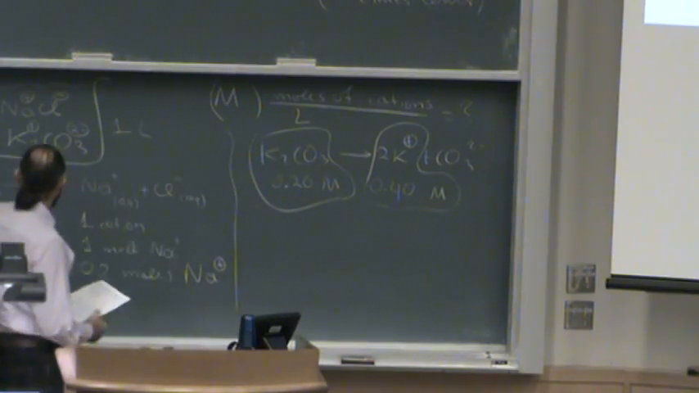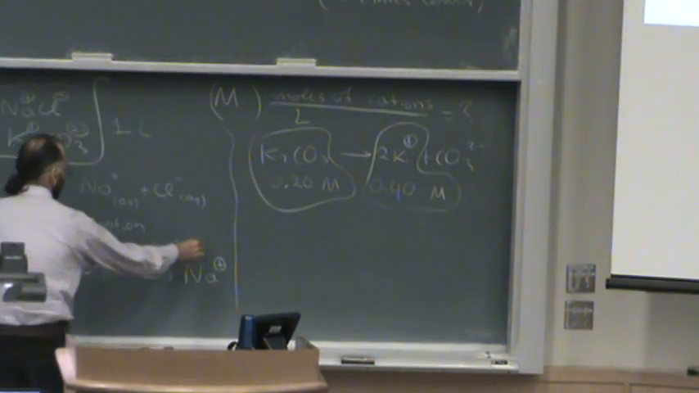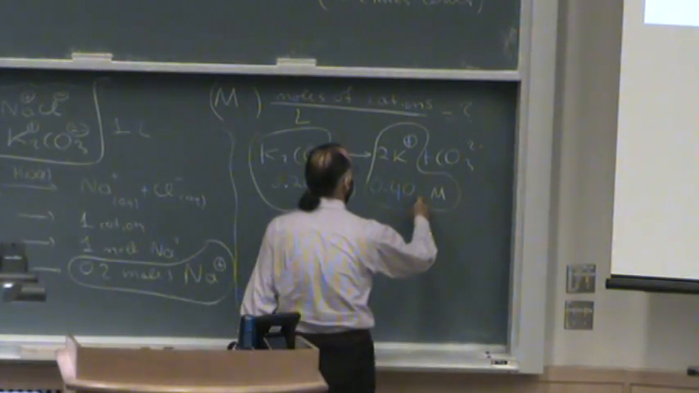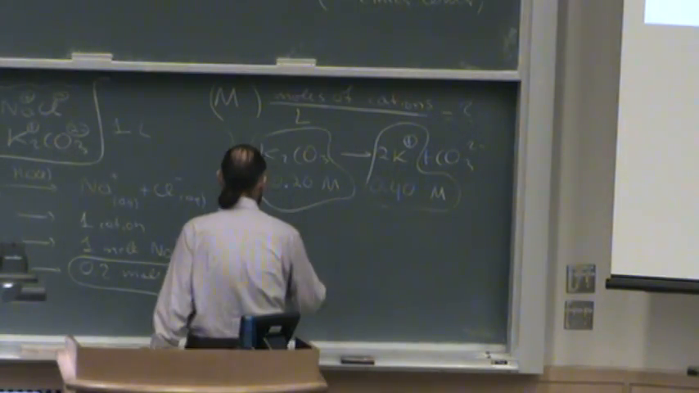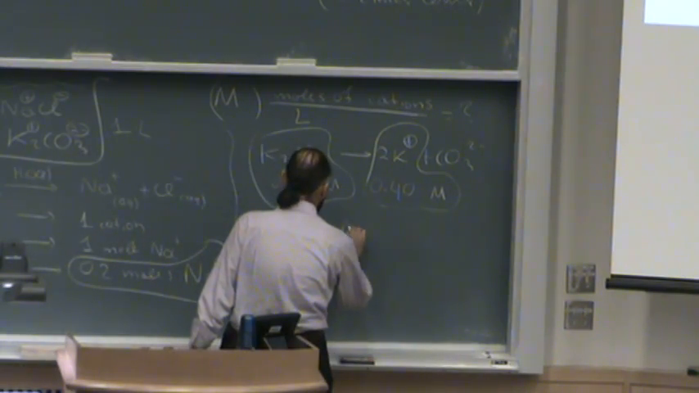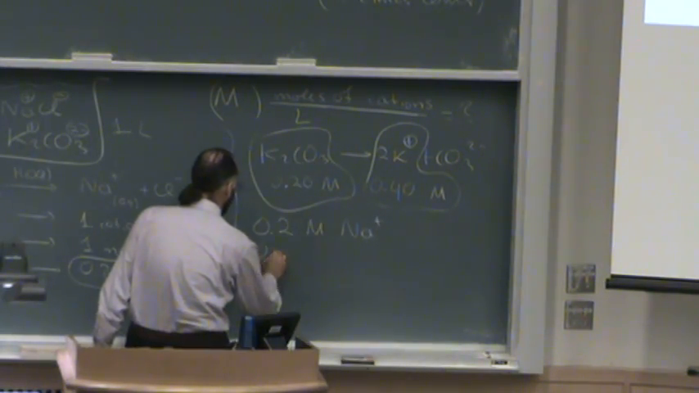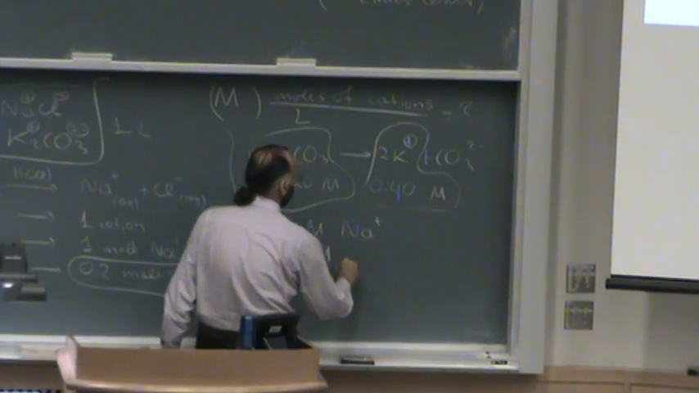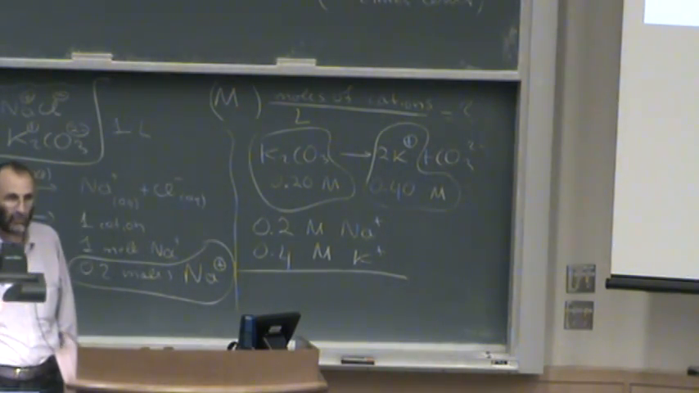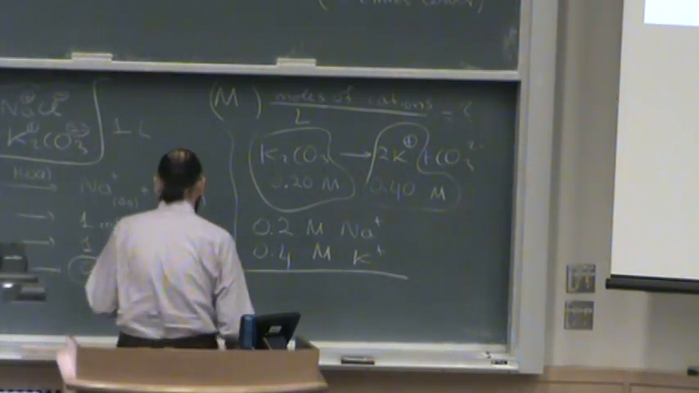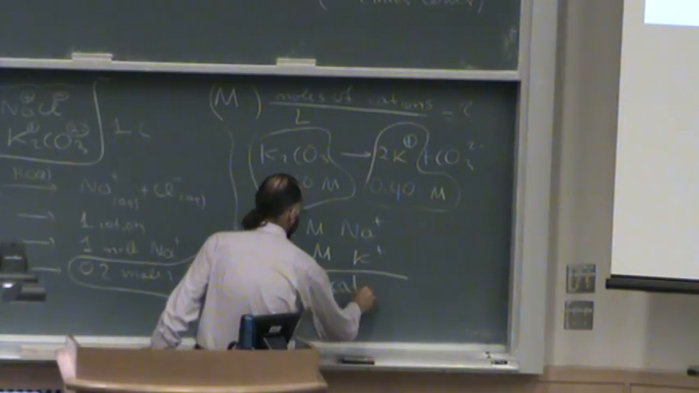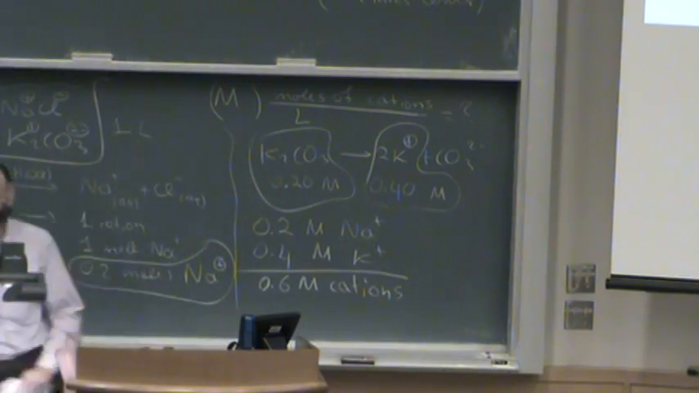So from this salt we have 0.2 moles of sodium plus. From this we have 0.40 moles of this type of cations, right? We have 0.2 moles per liter of sodium plus, and we have 0.4 moles per liter of potassium plus. We want the total mole concentration of cations. So the sum of them will be 0.6 moles per liter of cations. Right? That's it.